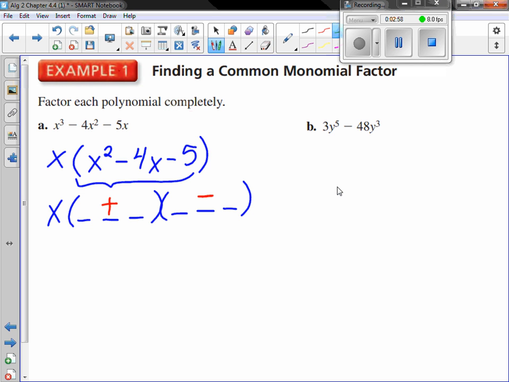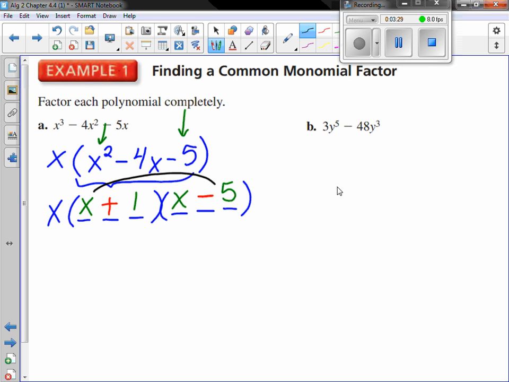Any questions on anything we've done so far? Now, at this point we look at the factors of the first and third term. The factors of x squared are going to be x and x, because there's only one set of factors for x squared. When we look at 5, again, there's only one set of factors for it, which are 1 and 5.